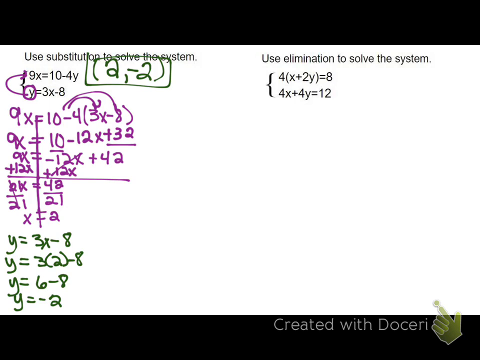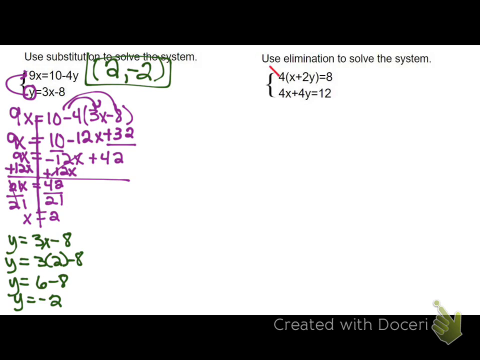Okay, use elimination to solve the system. Now, we started using elimination yesterday. We did not see a problem like this though. How do you think I'm going to start this problem? Can I just start eliminating right away? No. We're going to have to distribute that first equation first.